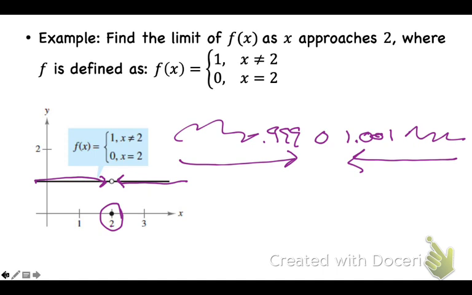Stop and listen. What is 1.99 approximately? 1. What is 1.001? 1. I was looking at the 0. I know. Let me finish, please. You don't care what it is at 2. I do not care. That's what we've got to get over. I'm asking what it is approaching, not what it is. If I wanted to know what it was, I would write f of 2, wouldn't I? Yeah. And what is f of 2? That would be 0. Everyone see the difference? Okay.